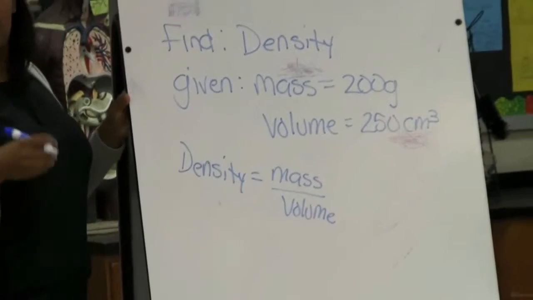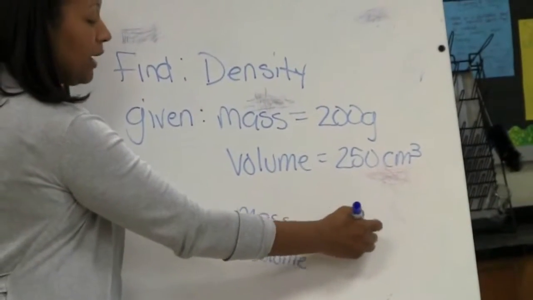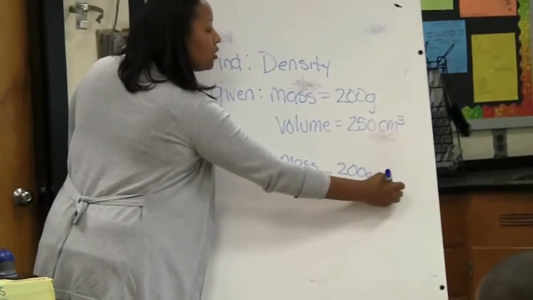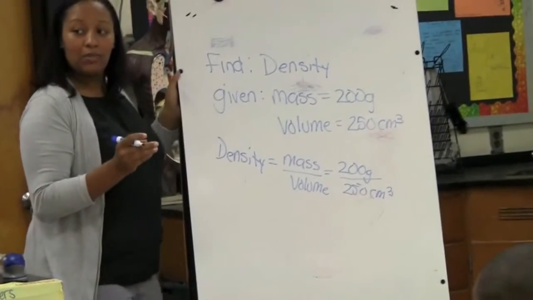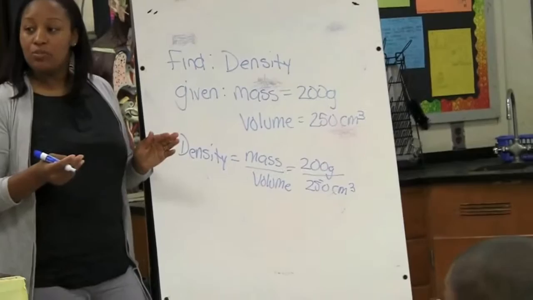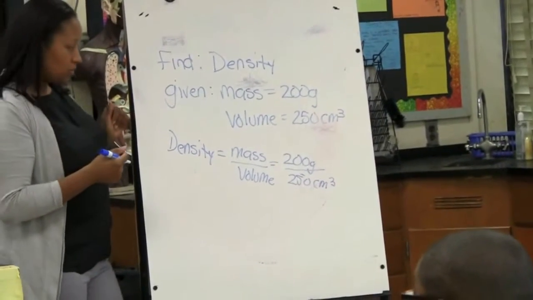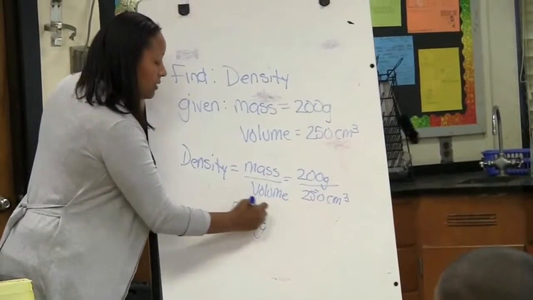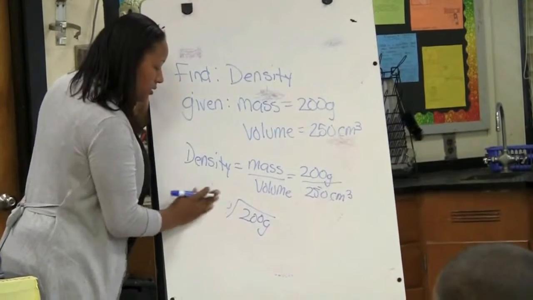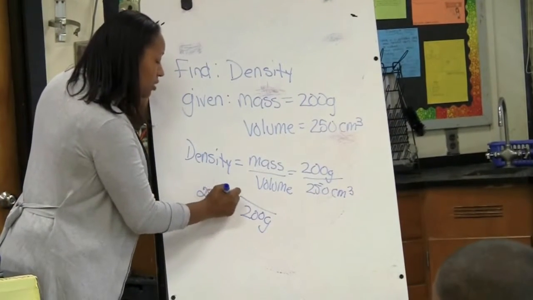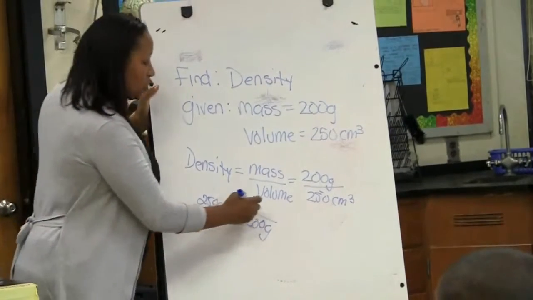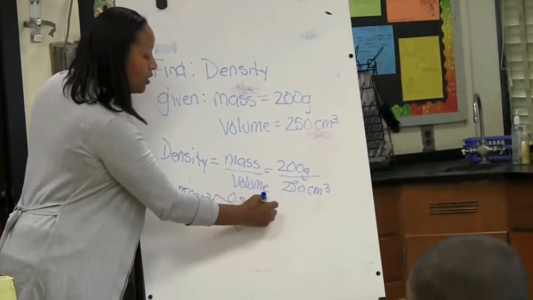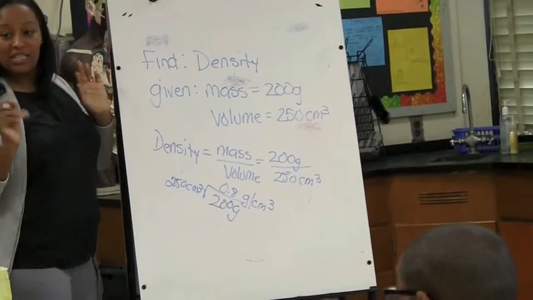And then I can plug in the data that they gave me. Mass is 200 grams. Volume is 250 centimeters cubed. After I plug in the numbers, I can do a simple division problem and get the answer. So 200 grams divided by 250 centimeters cubed would actually give me 8/10 gram per centimeter cubed. I know that because I just divided.